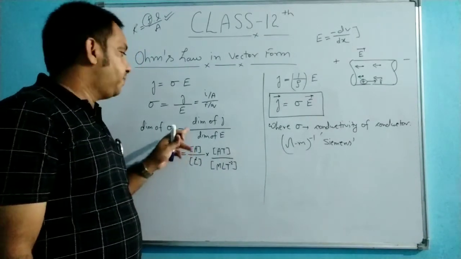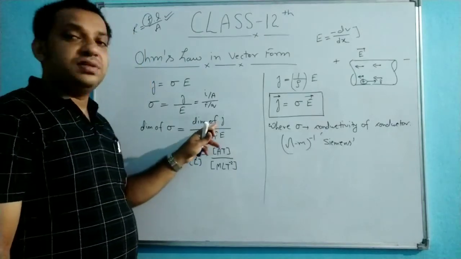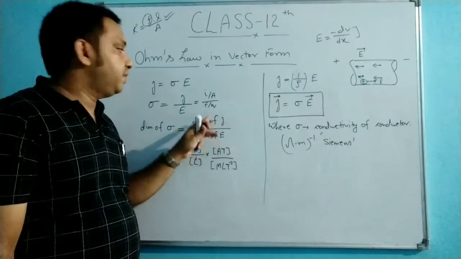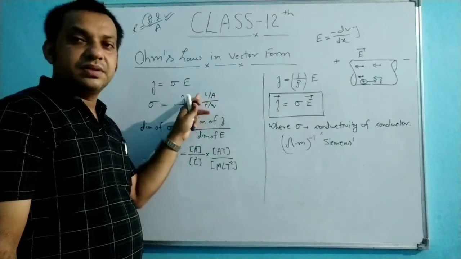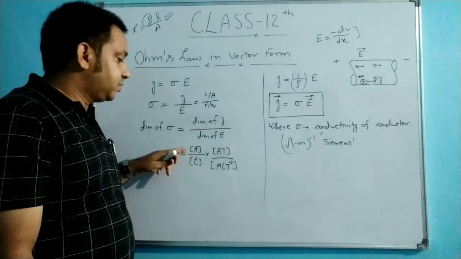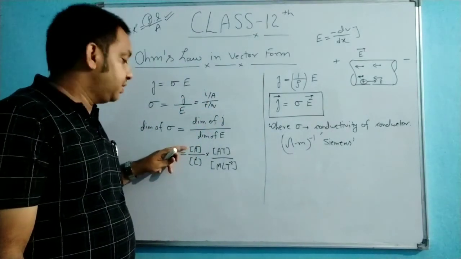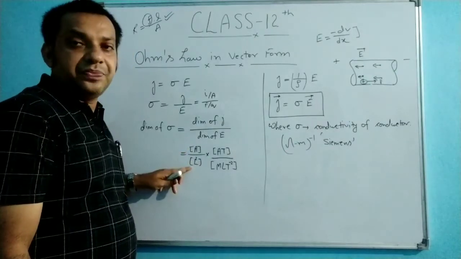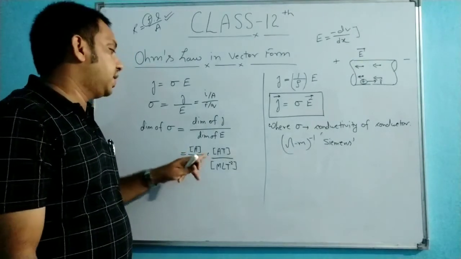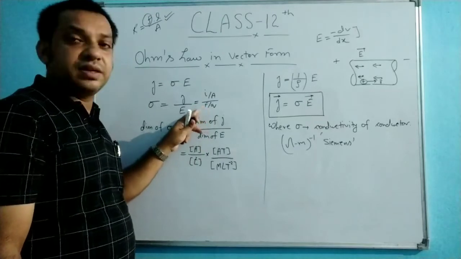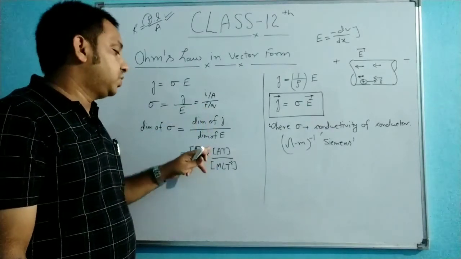So I am repeating again. Here the dimension of J is basically the current density, which is I by A. That means current divided by area of cross section. So this is the dimension of the current, which is ampere, and this is the dimension of the area, which is meter square. And here the dimension of electric field is F by Q, so you can write Q by F.